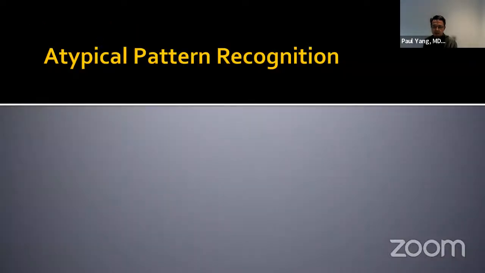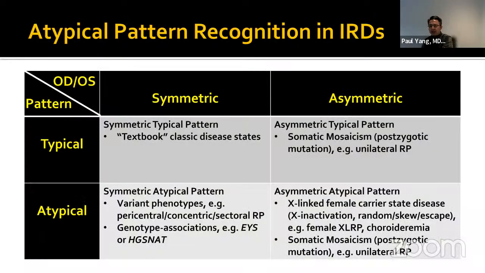All right, so I'm going to switch gears again. So we're still within the theme of masquerade. Now we're going to talk about atypical patterns. So this is a table that illustrates how complex it can be. When I talk about atypical patterns, I'm talking about atypical between the right and the left eye, meaning is it symmetric? So with genetic disease, we tend to think it's usually symmetric in both eyes. But there's exceptions. There's asymmetry.